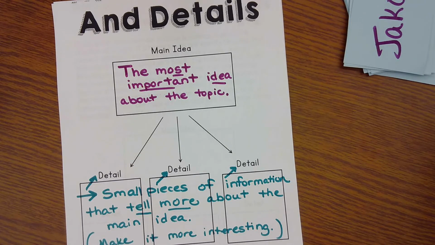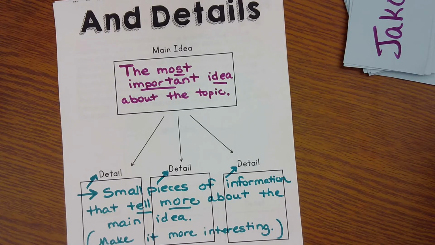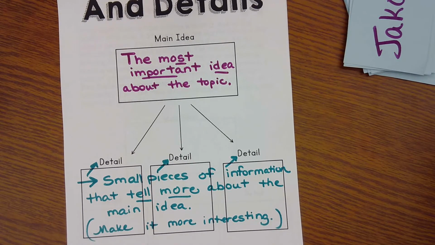After I think about what was the most important idea of the topic, I need to think about the details. What else did the author tell me that were small pieces of information that tell more about the main idea? They really make it more interesting when they add those details, just like you might do in your writing. You add more details to make it more interesting.